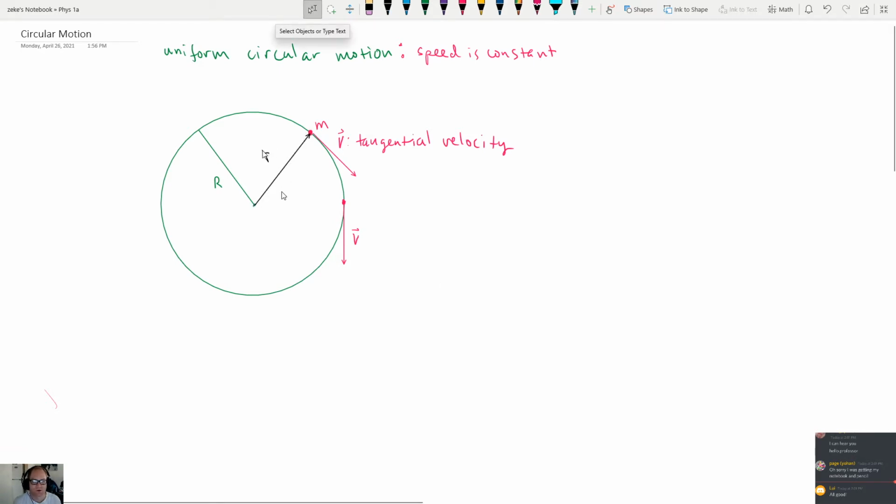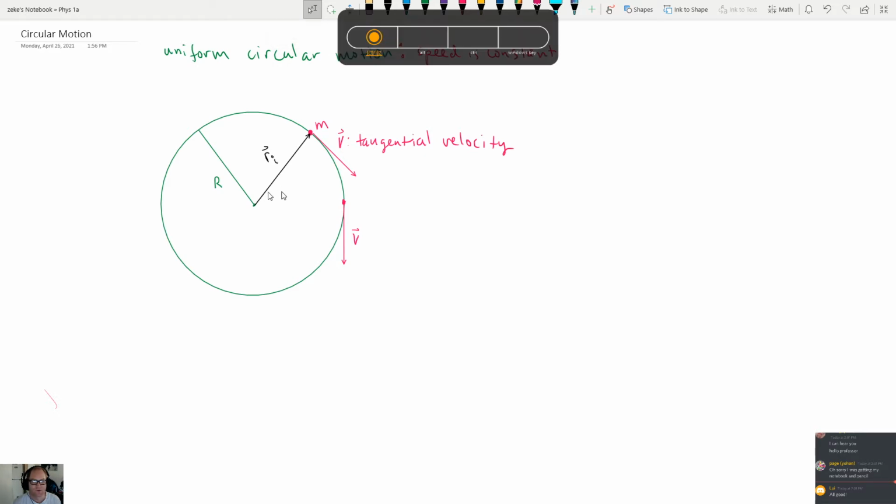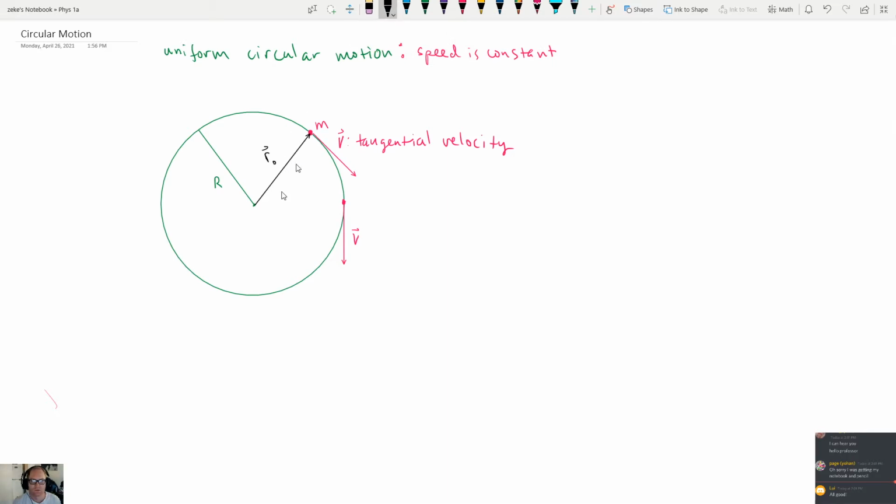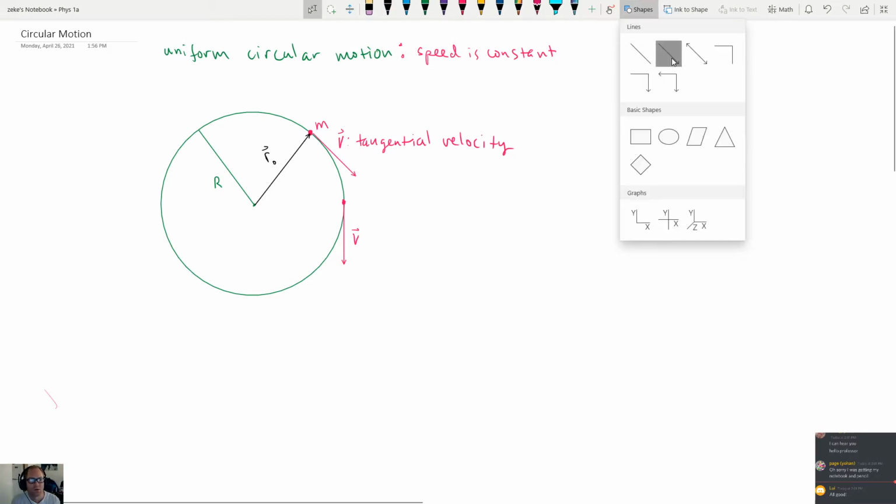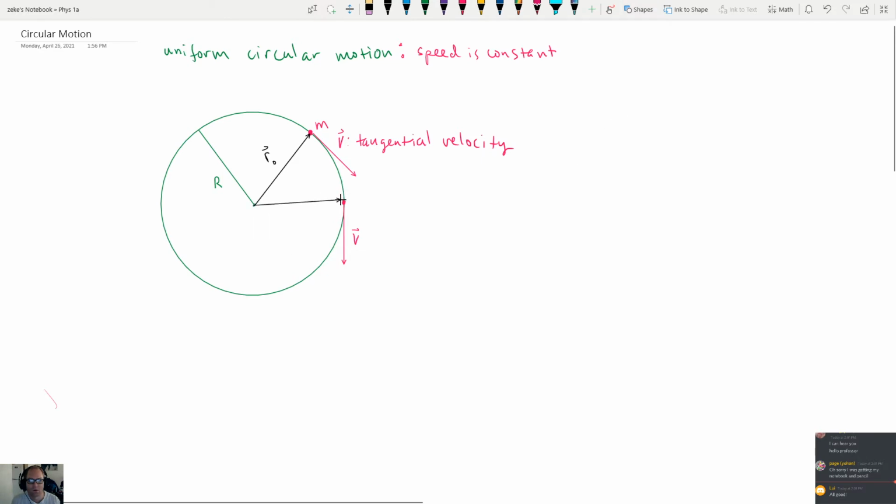I'm going to label this as R initial. Let's use just R naught, actually. And this will be R final. Maybe we could just call it R, but I'll call it R final. Maybe to avoid using subscripts, I'm just going to label the initial vector as R naught, and the second vector, I'm just going to call that R. So you can think of this vector right here as representing the initial position of the object, and then this vector R represents the position of the object at some later point in time, relative to the center of the circle.